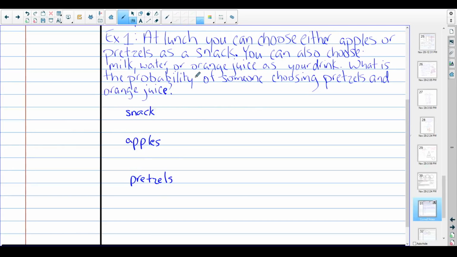But then we also have to consider our second event, which is we have to pick our drink.